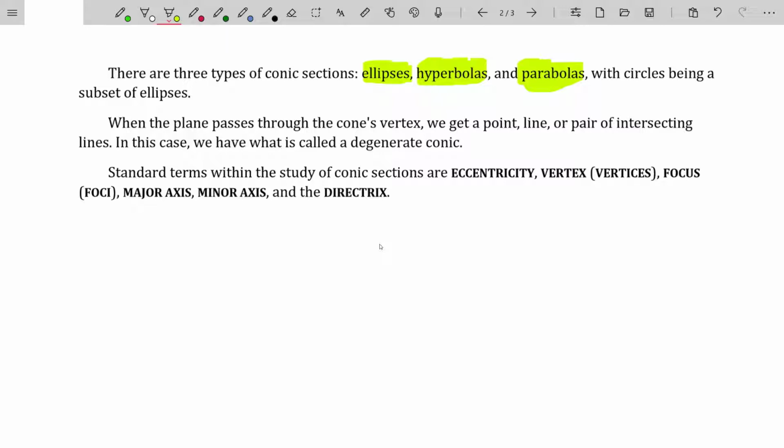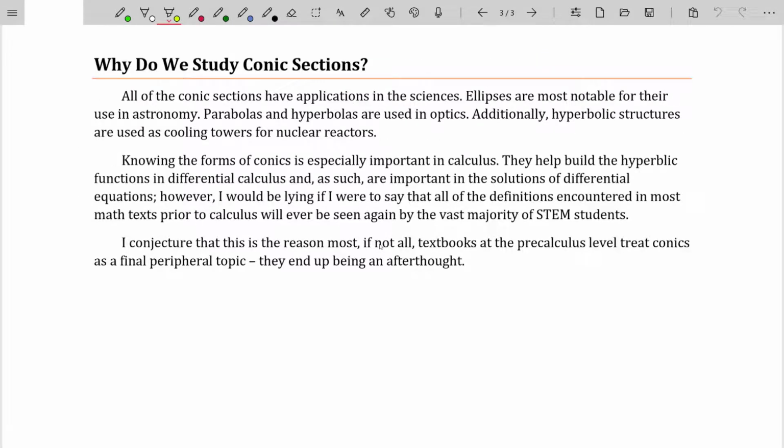They do occur in calculus, and they can be very useful in differential equations, at least to build solutions to certain differential equations. And as far as calculus goes, it'd be Calc 1 for hyperbolic functions, and then Calc 3 for hyperbolic paraboloids and whatnot. But really, for the general STEM student, they're not that important. So if that's the case, why in the world do we study conics?